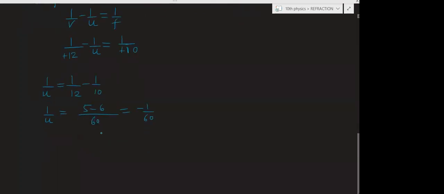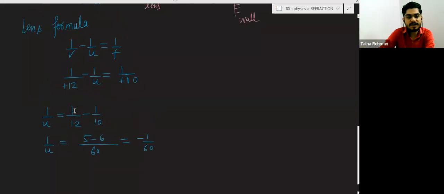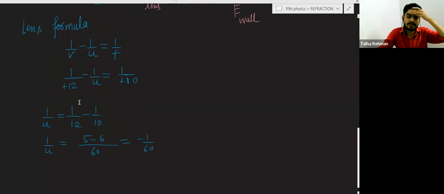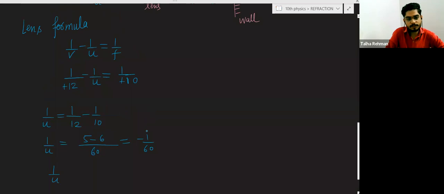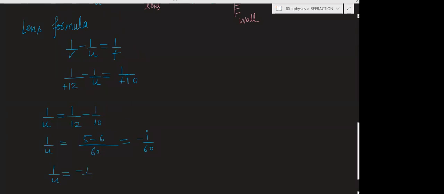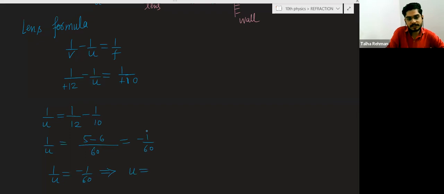Sir, why finally 5 minus 6? 5 minus 6 is because the LCM of 12 and 10 is 60. Sir, we will cross multiply, right? Okay, from that method also we will check the answer, no problem. So you are getting minus 60 centimeter.